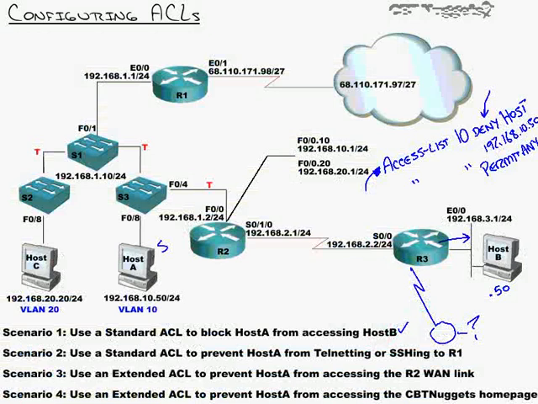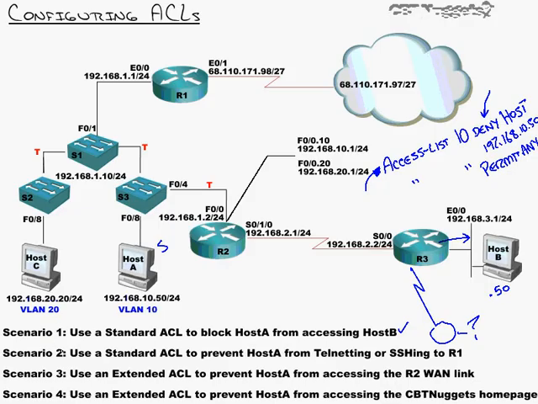Block host A from accessing host B. Holy cow. Look at that time. I get so into this. Let's make this video an hour. No, let's not. Here's what I'm going to do. I'm going to do scenario 1 and 2 in this video, and then we'll do scenario 3 and 4. I'll make a part 2 to the access list configuration, because I'm not going to make it through extended access lists and meet my 30 to 40 minute time buffer.